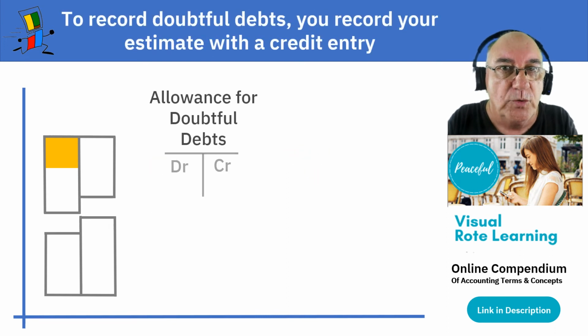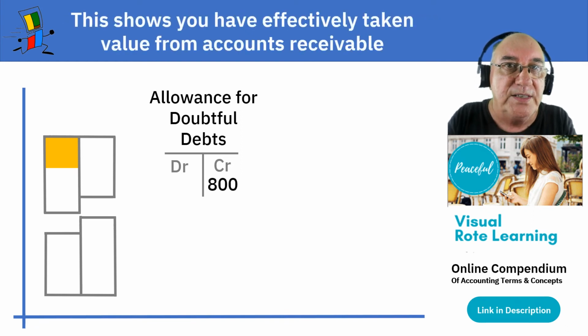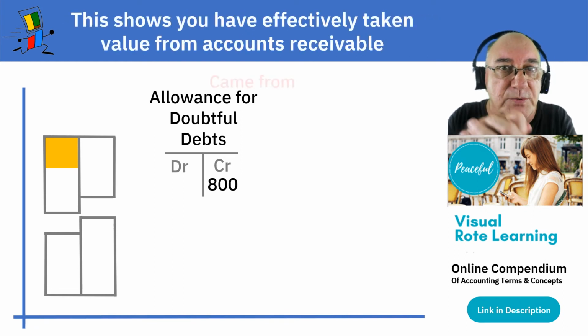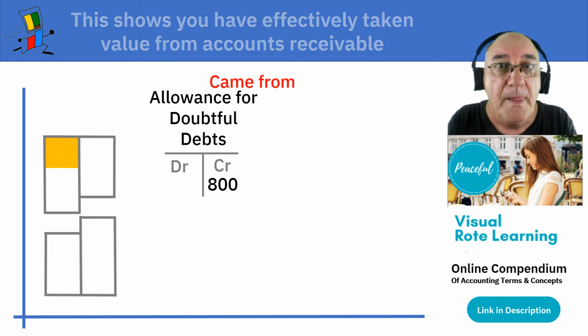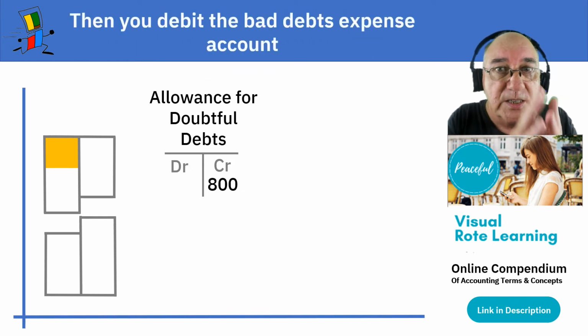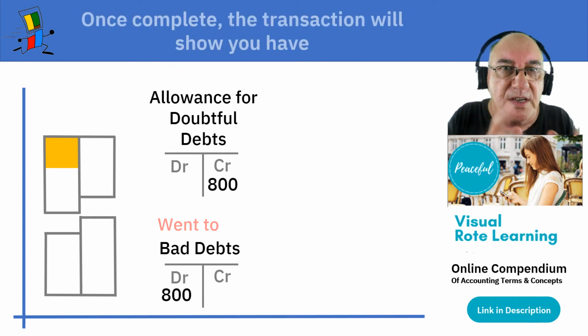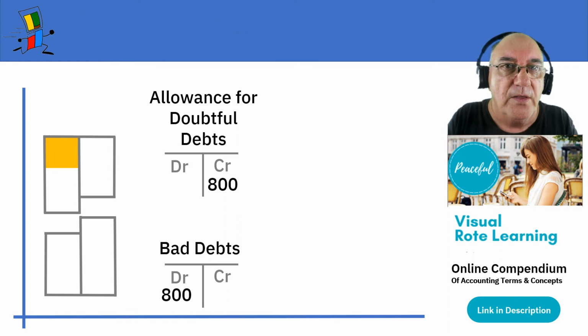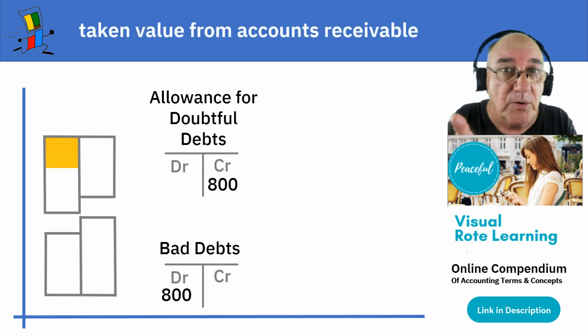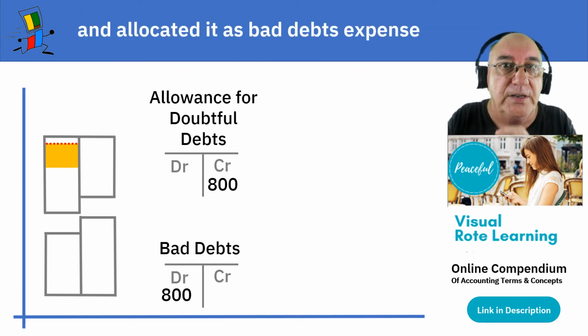To record doubtful debts, you record your estimate with a credit entry. This shows that you have effectively taken some value from accounts receivable. Then you debit bad debts expense. This shows you have assigned the value as an expense. Once complete, the transaction will show that you've taken value from accounts receivable and allocated it to bad debts expense.